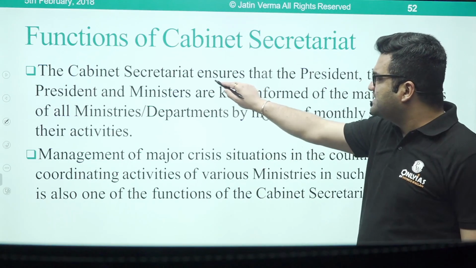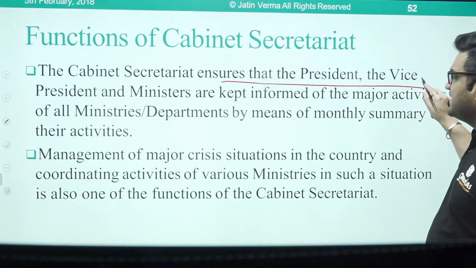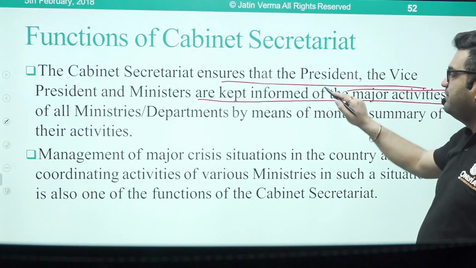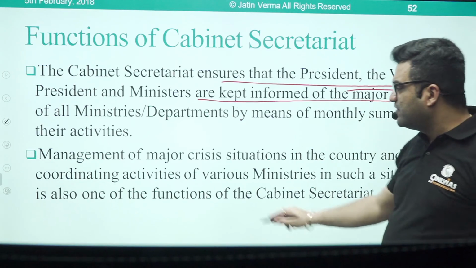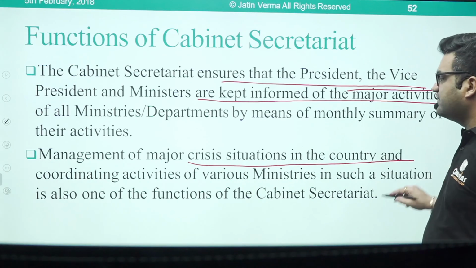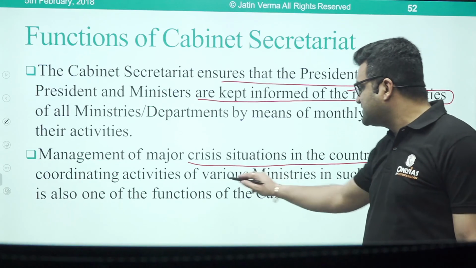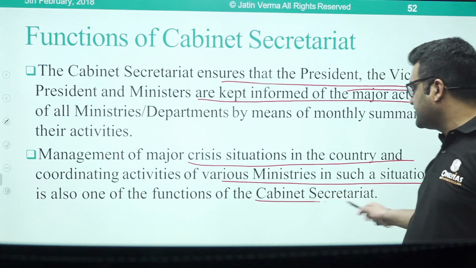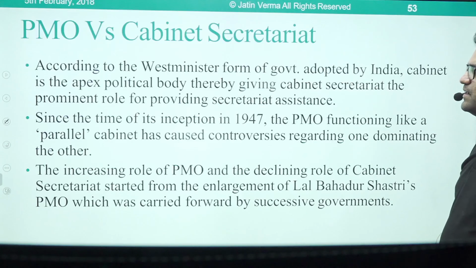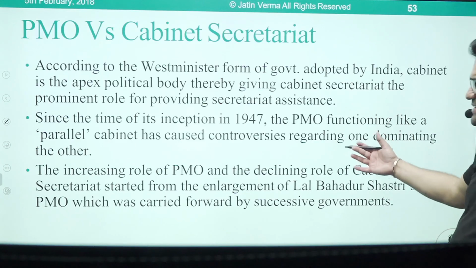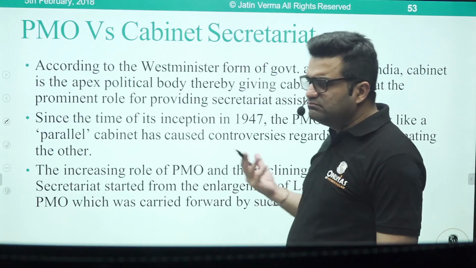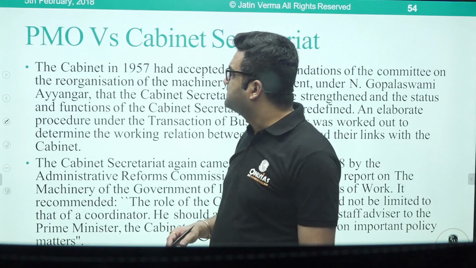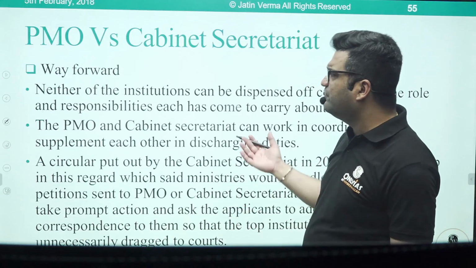The cabinet secretariat ensures that the president, the vice president, and ministers are kept informed of major activities. Management of major crisis situations in the country and coordinating activities of various ministries in such a situation is also one of the functions of the cabinet secretariat. PMO versus cabinet secretariat is the kind of debate for mains. This is not as important for prelims. Way forward, these things are there.